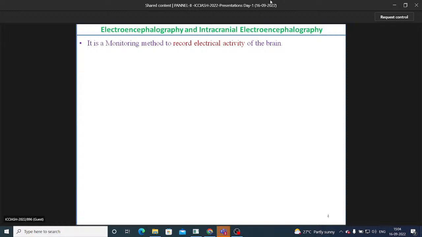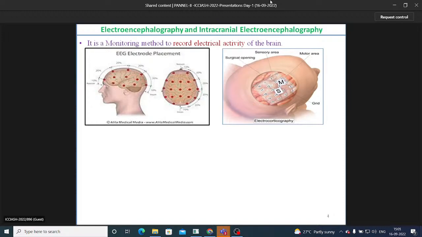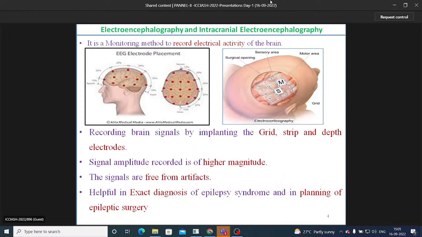Electroencephalography is a monitoring method to record the electrical activity of the brain. Previously, electrodes were placed on the head, the signals were captured, and then the signals were analyzed for diagnosis. But the new technique is intracranial electroencephalography, in which the electrodes are implanted over the cortex of the brain by surgery, and then the signals are taken. We are working on this, where the signals are recorded by implanting grid, strip or depth type electrodes.